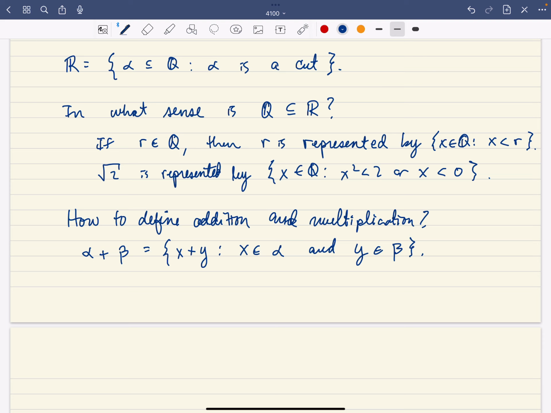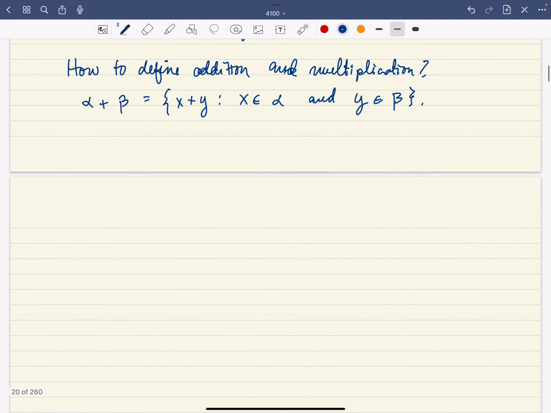And importantly, what matters here is that we define addition and multiplication in a way that respects addition and multiplication of rationals, right? Since we're already including the rationals in our set, we want to do this in a way that respects addition and multiplication of the numbers that we already know. So for example, if I take the cut corresponding to, let me do this on a new page.